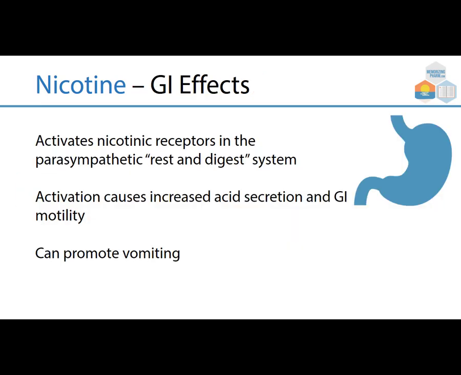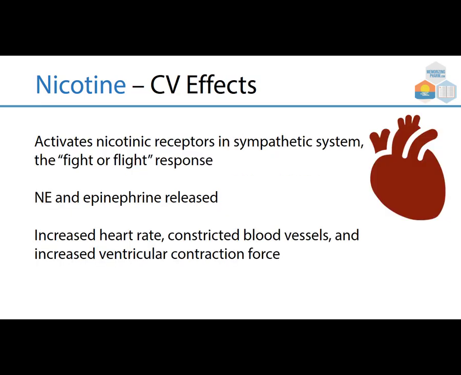So the GI effects, we begin by activating the nicotinic receptors in the parasympathetic rest and digest system. This activation causes increased acid secretion and GI motility, and can promote vomiting. So when you see someone has an ulcer and you see that the person's not supposed to smoke, this is why. The second part is it activates nicotinic receptors in the sympathetic system, the fight or flight response. So norepinephrine, epinephrine are released, and we see this increased heart rate, constricted blood vessels, and increased ventricular contraction force.